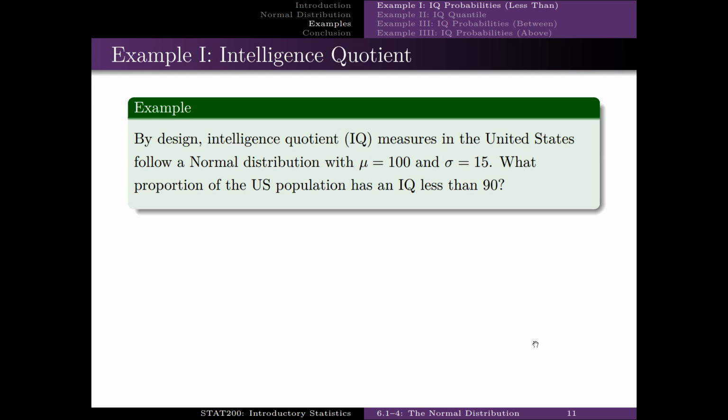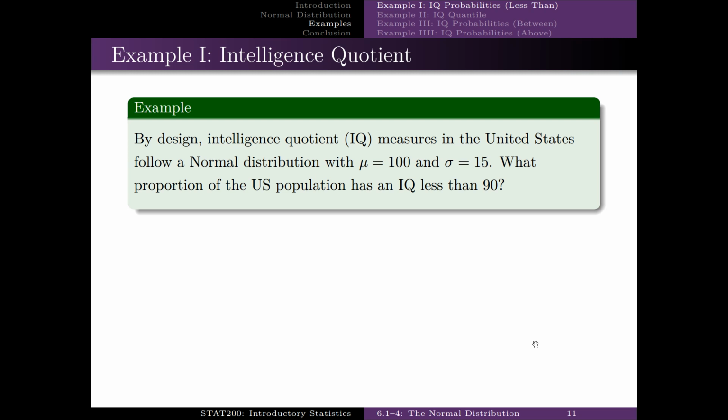So, some examples. Intelligence quotient. By design, the IQ measures in the United States follow a normal distribution with mu equal to 100 and sigma equal to 15. This is by design. This is how they create this test. What proportion of the U.S. population has an IQ less than 90?